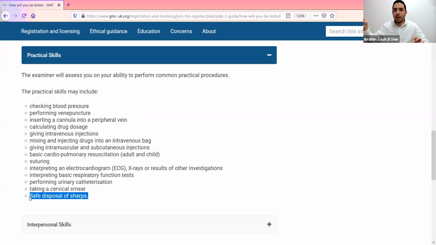The examiner will note how you deal with these sharps after doing something like venepuncture. So you need to dispose of all these sharps in the sharps bin.